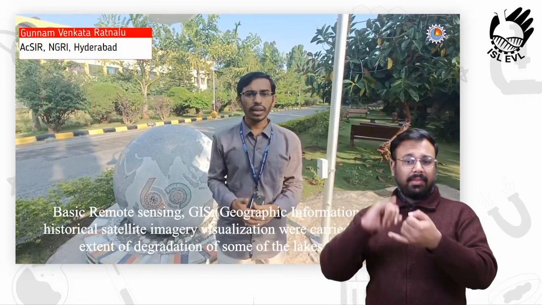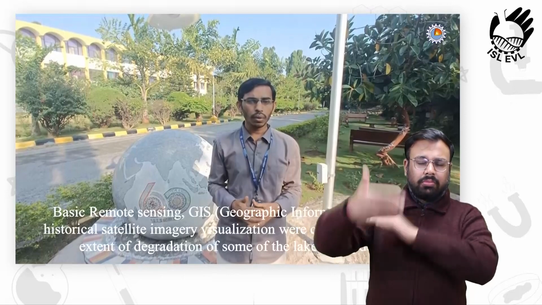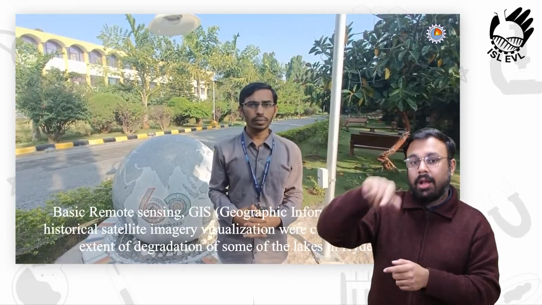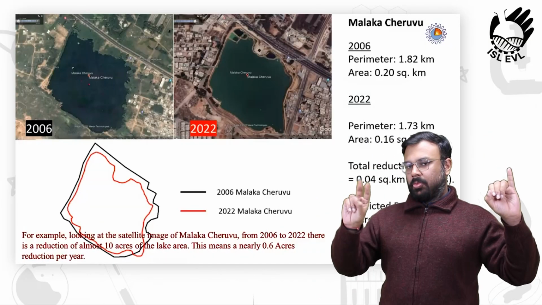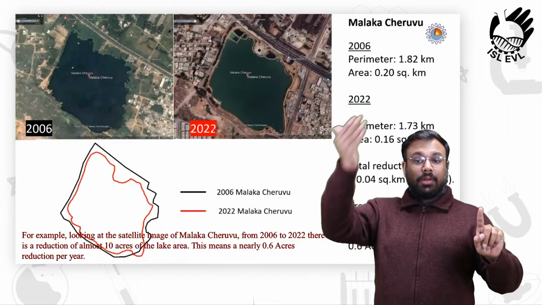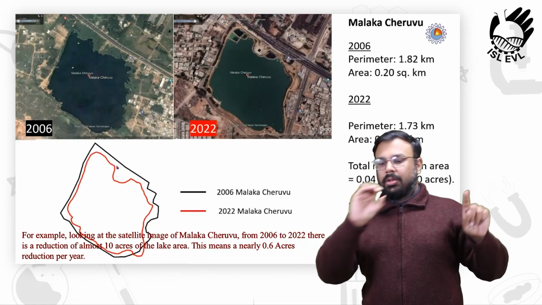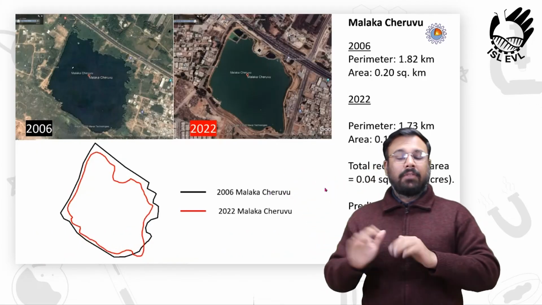Basic remote sensing, GIS and historical satellite imagery visualization were carried out to assess the extent of degradation of some of the lakes in Hyderabad. For example, looking at the satellite image of Malkam Cheruvu, from 2006 to 2022, there is a reduction of almost 10 acres of the lake area. This means a nearly 0.6 acres reduction per year.